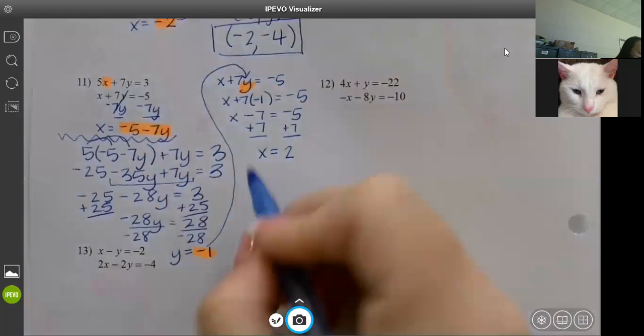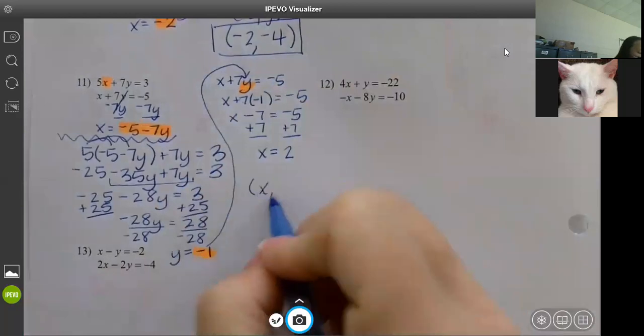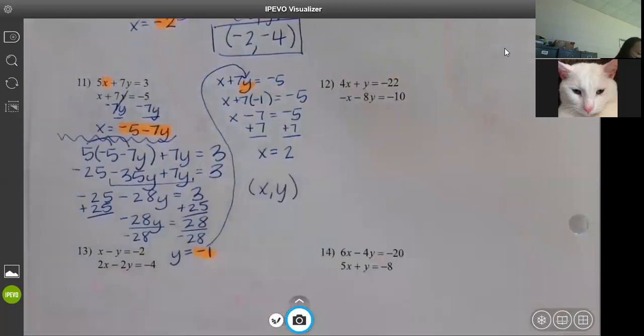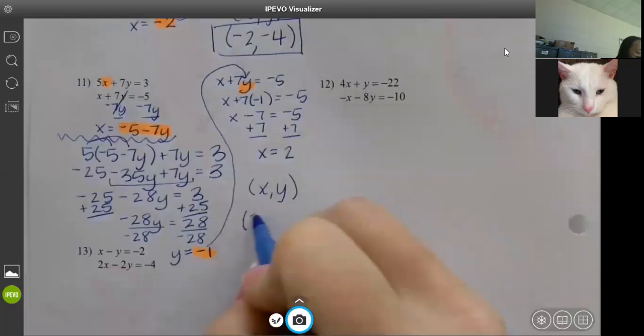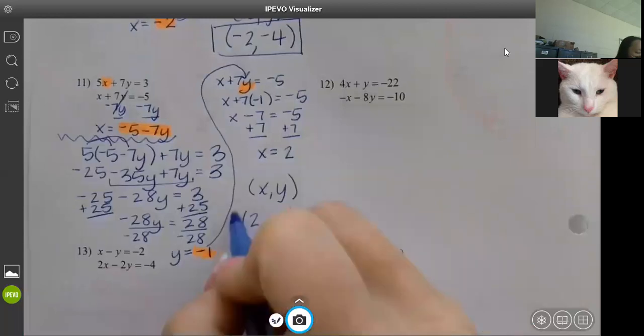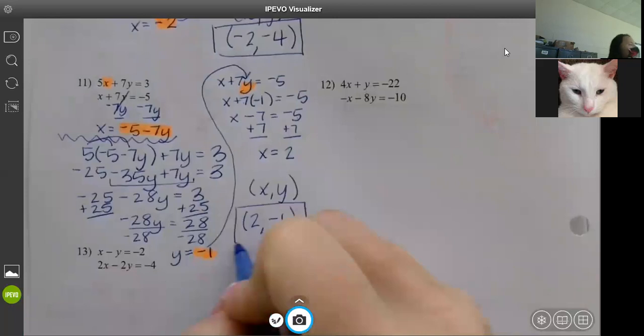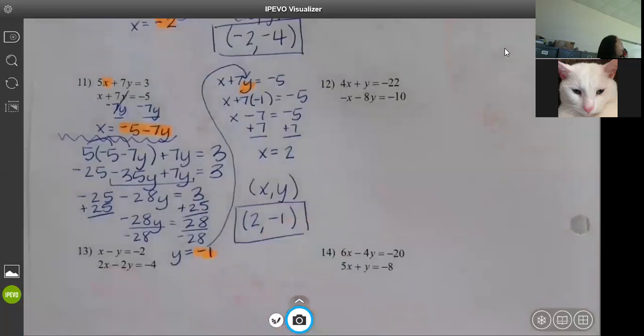Here's why I keep writing this. Remember, it's an x, y coordinate. So what did we get for x? 2, and we got -1 for y. Make sure you write them in the correct order. We solve for y first, but make sure it goes in the end. All right, we're going to do a couple more of these and then we'll stop.